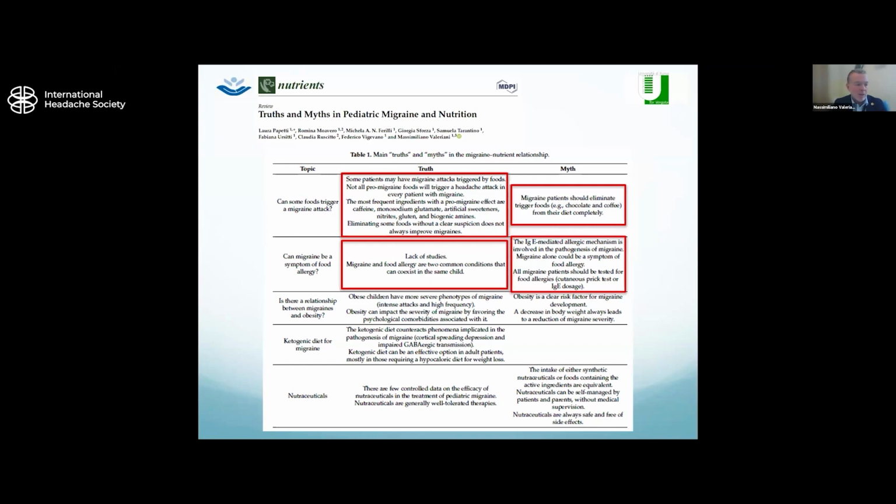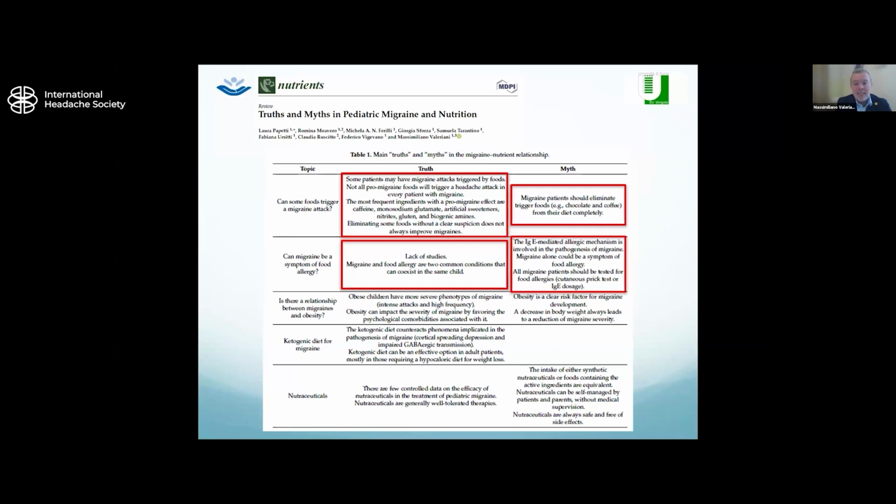And moreover, there are some myths. For instance, chocolate. Consider that all provocative studies which try to trigger migraine attacks using chocolate failed. Okay. Another important chapter, which has been already mentioned by Licia, is that of allergies.